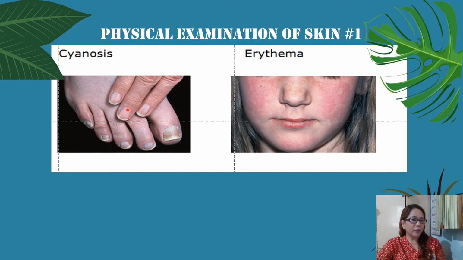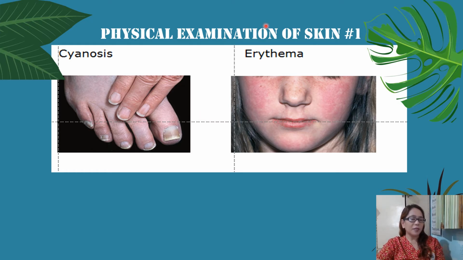So look at this. You have to compare the pictures. These are the fingers. Look at the nails. They are pinkish in color, which is the normal color of the fingernails. And the toenails, look at the color. They are bluish, no? This is what we call cyanosis.